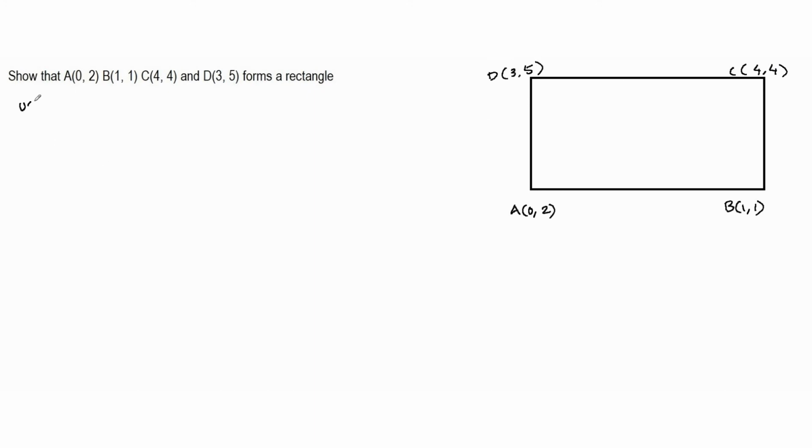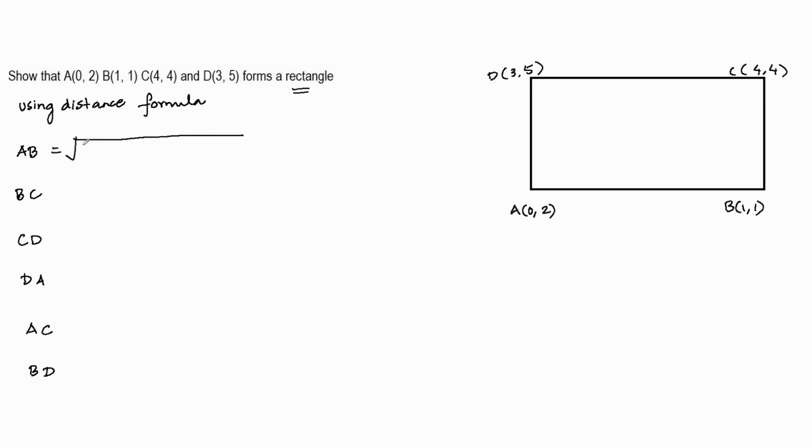So using the distance formula, I can now find all the four distances. Rather, to show that it is a rectangle, I would find AB, I would find BC, I would find CD and DA, and I would go ahead and even find the diagonals AC and BD. So let me find AB. To find AB, I need to take vertices of A and B.